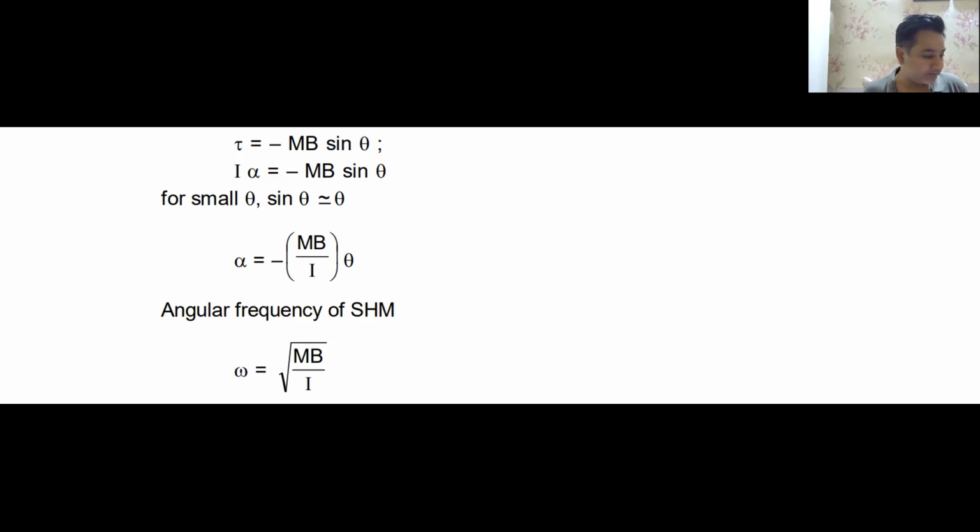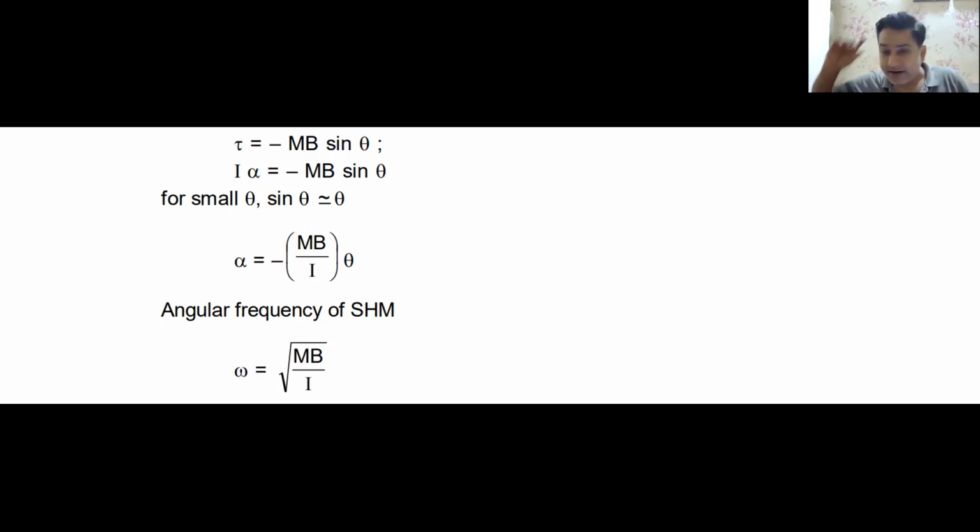Yes or no? Yes, sir. And when the angle is 180 degrees, we call it unstable equilibrium, when magnetic field and dipole moment are in the opposite direction. In stable equilibrium, if you rotate it, it will come back to its stable position. Yes or no? Yes, sir. In stable equilibrium, when the angle is 0 degrees, the potential energy is negative maximum, minus m into B. In unstable equilibrium, it is plus m into B. Yes or no?